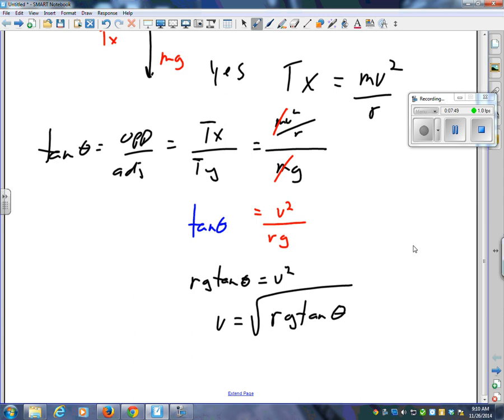So in the actual lab itself, what we're going to do is actually find the speed of the pig, and see if it equals the square root of the radius times g times the tan theta. Two problems. Can I come up with a value for g? Sure, 9.8. Can I come up with a value for the radius?